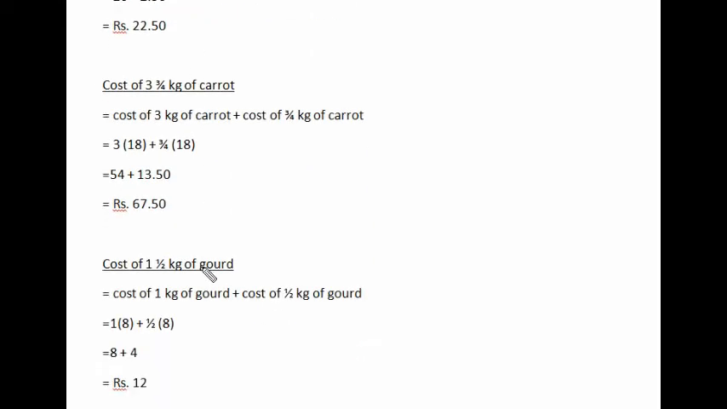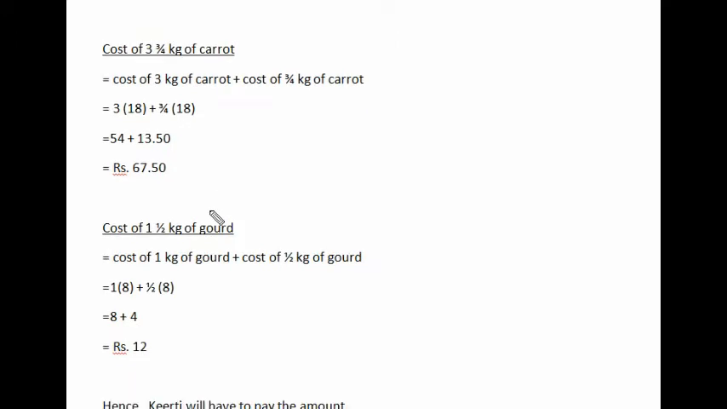Now let's find out the cost of 3 and 3/4 kg of carrot. Here the cost of 1 kg of carrot is equal to rupees 18, and we have to add the cost of 3 kg of carrot plus the cost of 3/4 kg of carrot, and the cost of 1 kg of carrot is equal to 18.